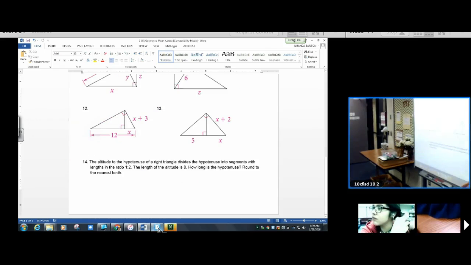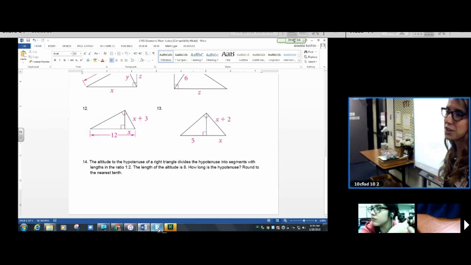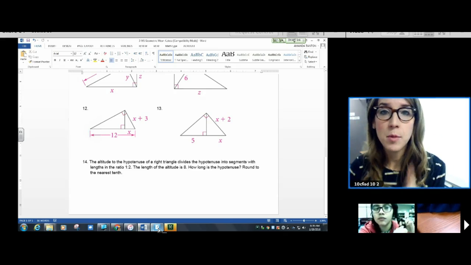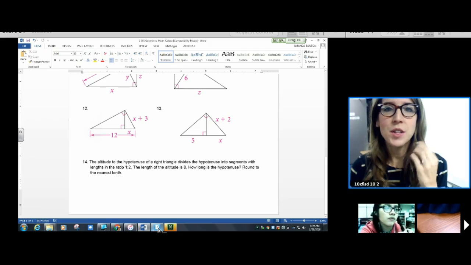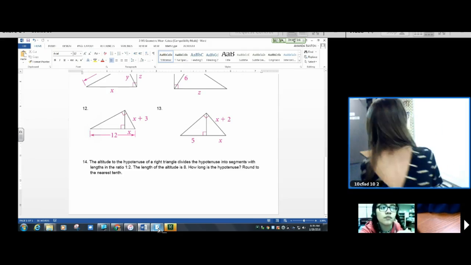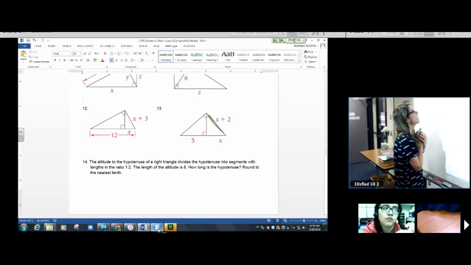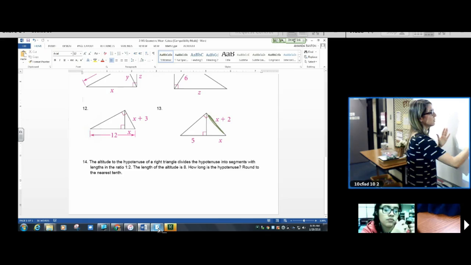Number 13. Once again, we need to ask ourselves which proportion to use. We don't know the altitude. The altitude's not labeled. We don't know it. We're not trying to find it. So we're not going to use the proportion that deals with altitude. We're going to use the proportion that deals with the leg. Okay? So that proportion says hypotenuse.